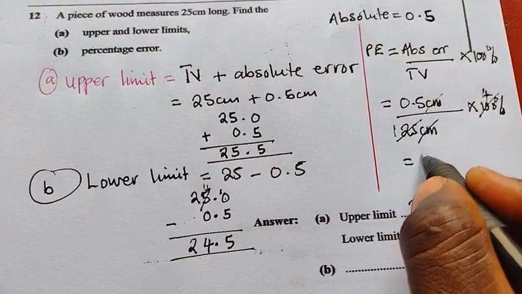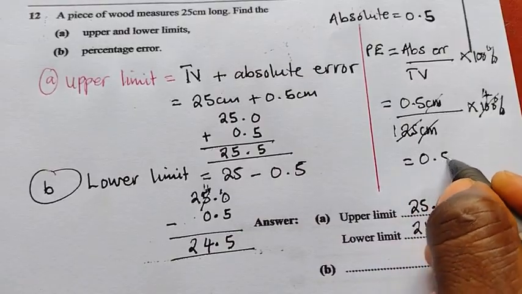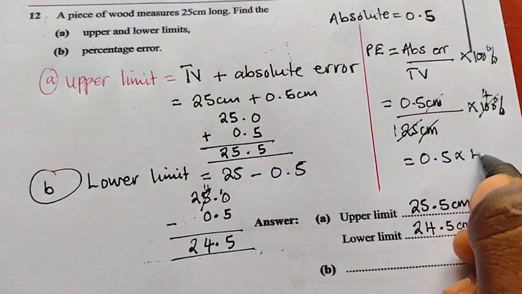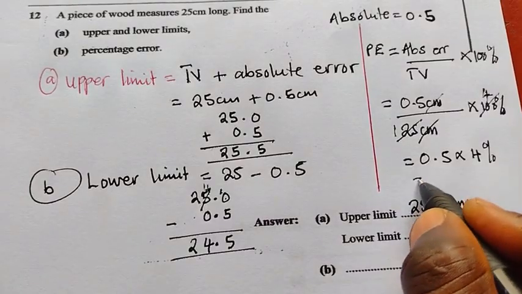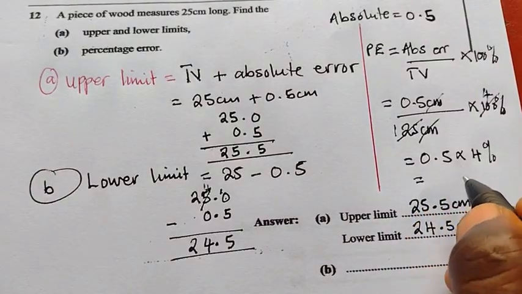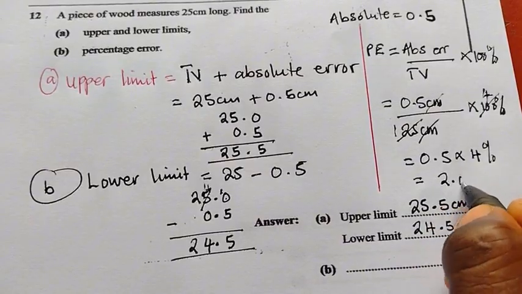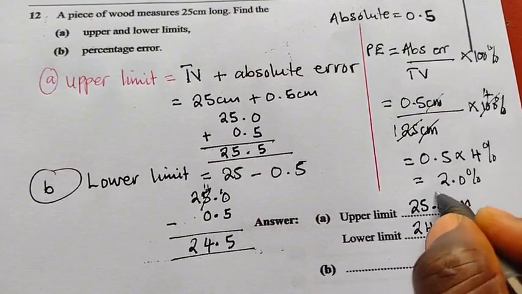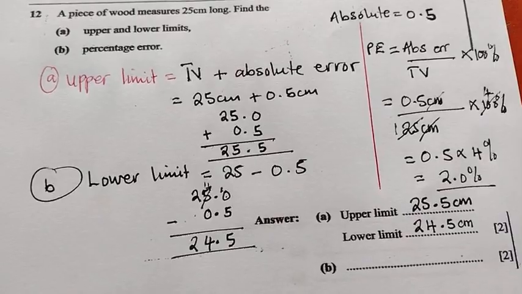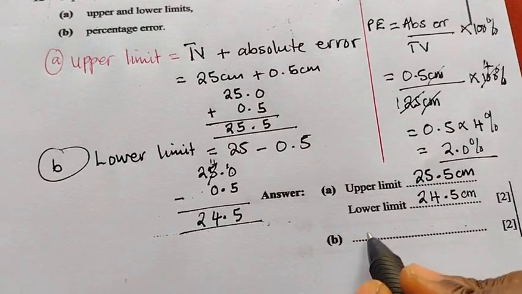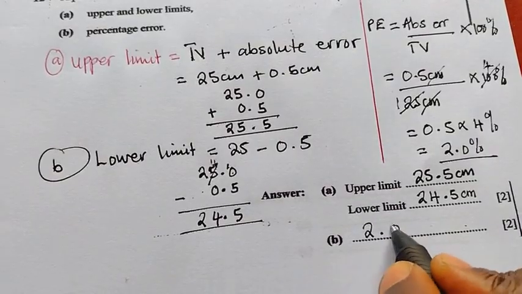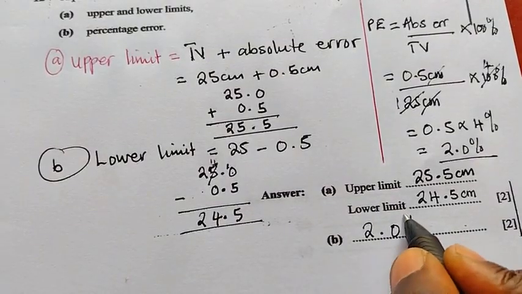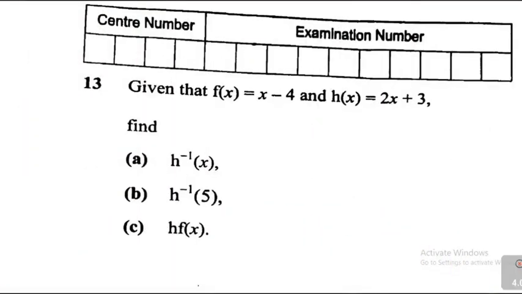So the moment you multiply 0.5 times 4%, you are going to get 2.0%. So our percentage error right here will be 2.0%.